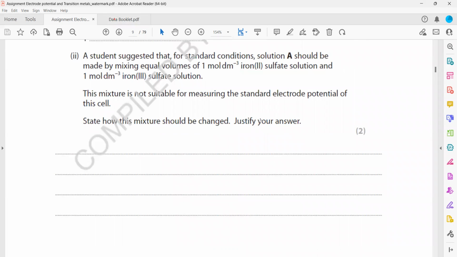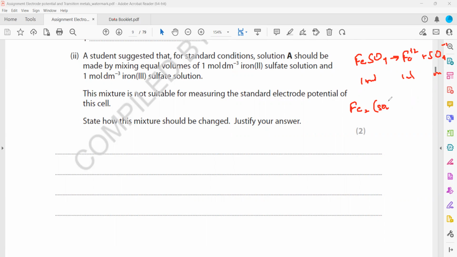A student suggests that for standard conditions, solution A should be made by mixing equal moles, one mole per dm cube, of iron 2 sulfate and iron 3 sulfate. This mixture is not suitable. Why? Because whenever we need a standard electrode potential, we should have a concentration of 1 mole per dm cube. Iron 2 sulfate will dissociate into one iron ion and one sulfate ion, so if the student takes 1 mole, you get 1 mole of each, which is correct. But what about iron 3 sulfate?